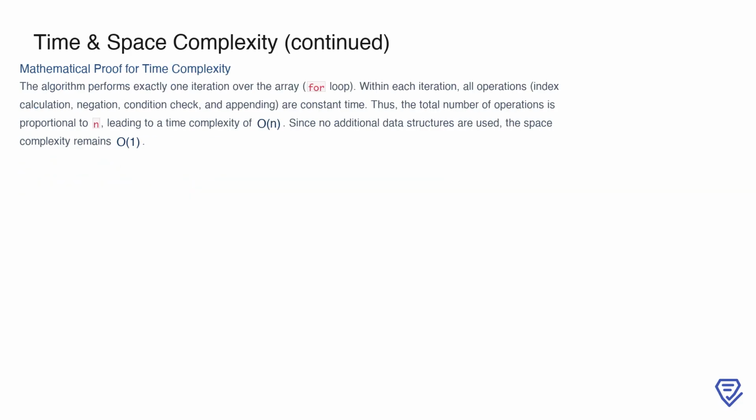To mathematically prove the time complexity, we observe that the algorithm processes the array in a single pass using a for loop, resulting in exactly n iterations.